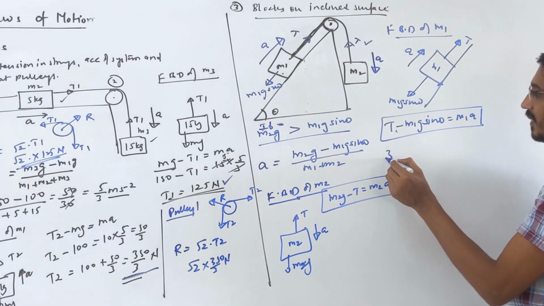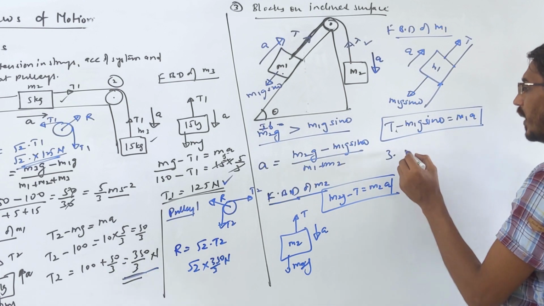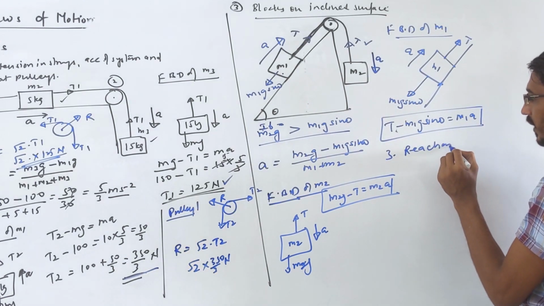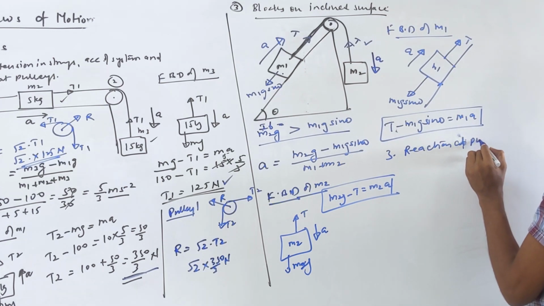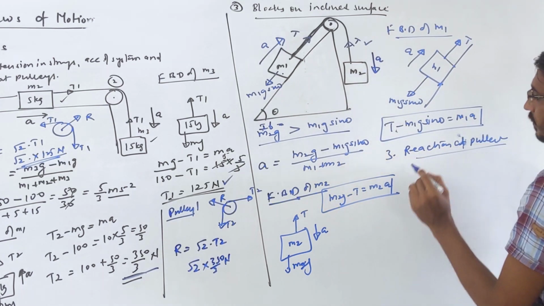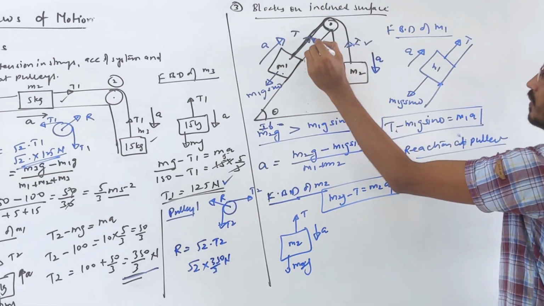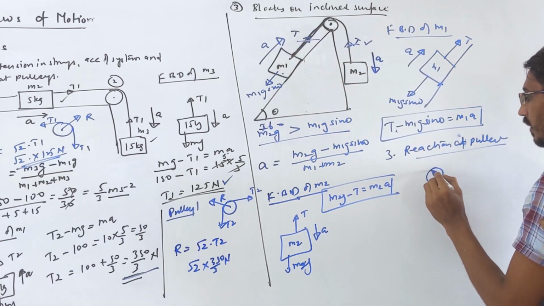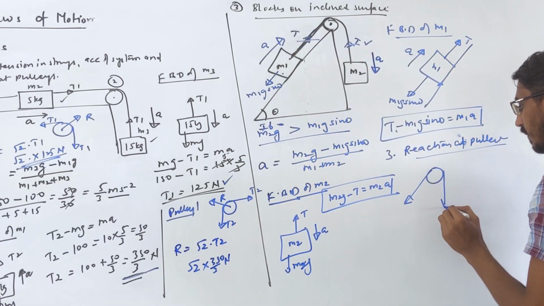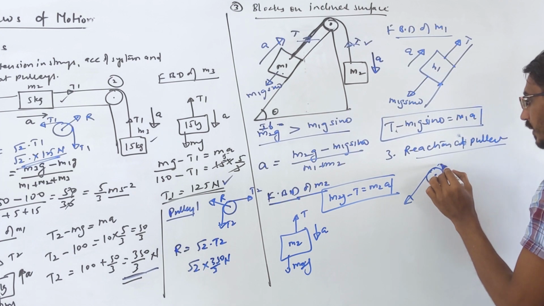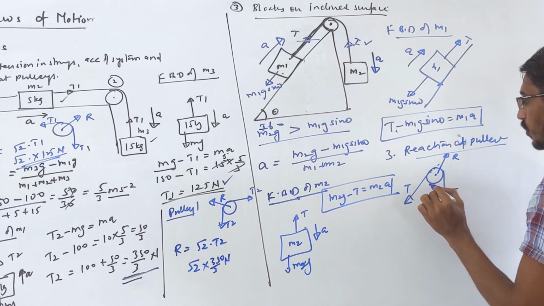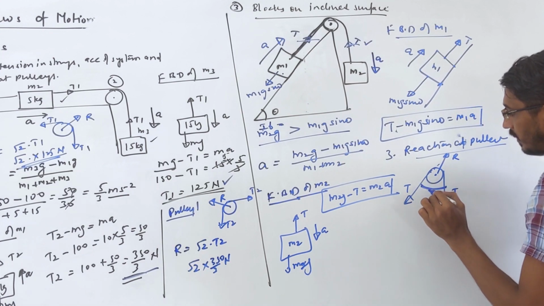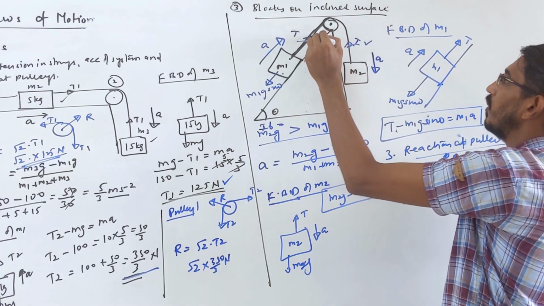Now important, the reaction at the pulley. When you write the reaction at the pulley, you take the FBD of the pulley. You cut it from here and take it, so it looks like that. This reaction you have to calculate, with tension T and tension T. So you need this angle, theta. That angle you have to calculate.